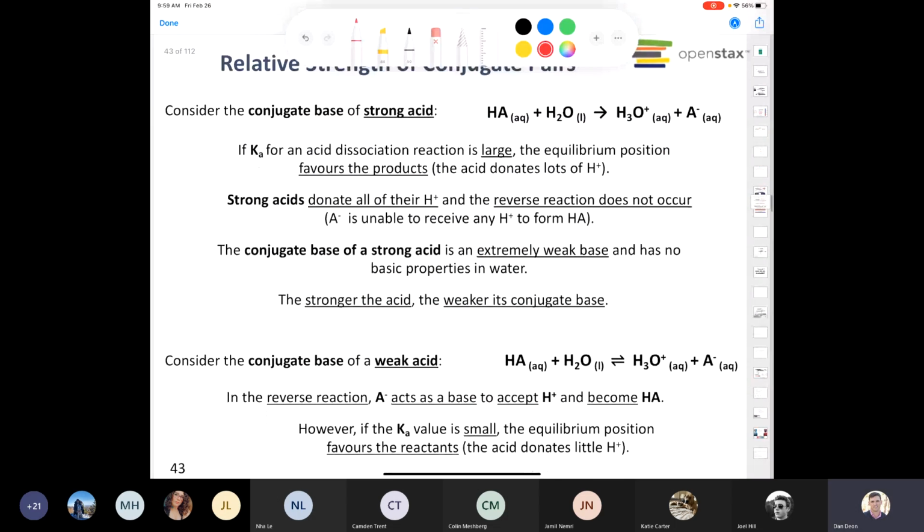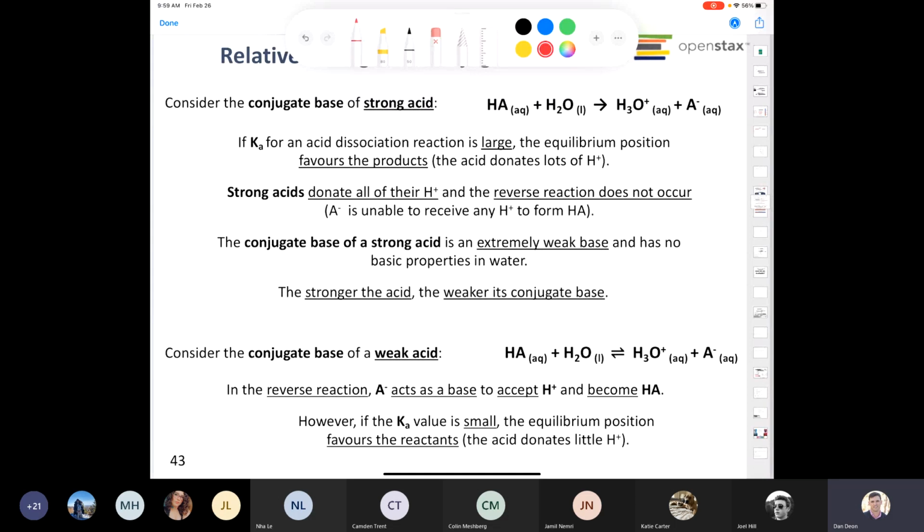And let's get back to the relative strengths of these conjugate pairs. Now, if you didn't follow me 100% on the conclusion that we drew from the last question, I'm going to go over it a little bit quicker here. Let's think about it for a second. It says, if the Ka for an acid dissociation is large, that means you get a strong acid. It's going to favor the products. The acid donates a lot of protons. But again, if it's a strong acid and the reaction is irreversible, then that means the conjugate base must be weak because this reaction is not happening, right? So that tells you, again, strong acid gives you a weak conjugate base.